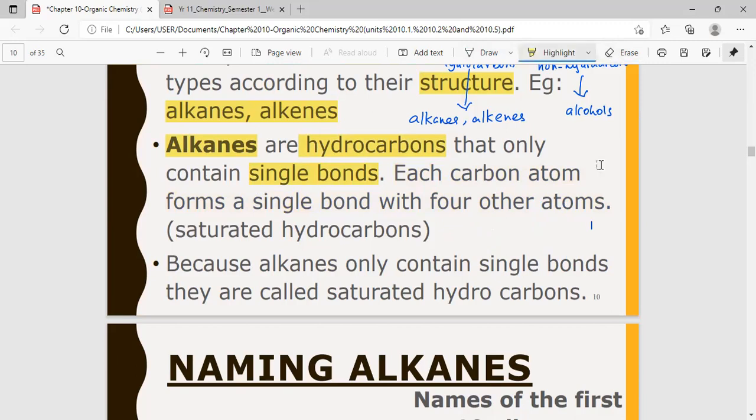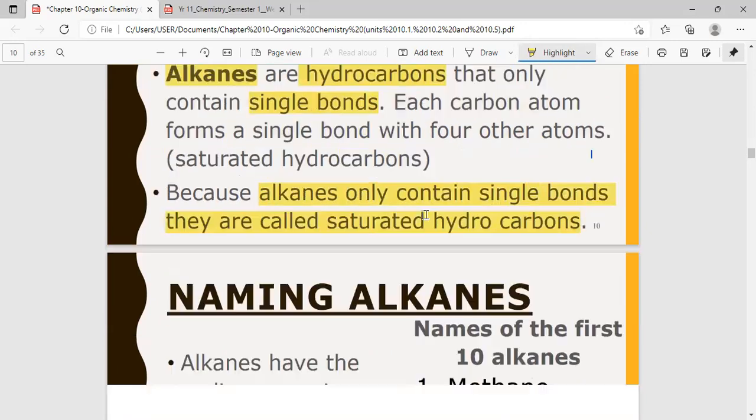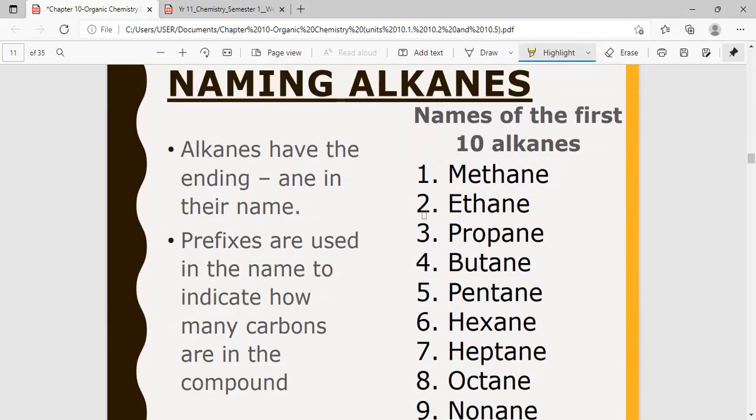All right. Now, because alkanes contain only single bonds, they are called saturated hydrocarbons. The 4 bonds of carbon are attached to 4 other elements, so that there is no more bond left to react. So alkanes are called saturated hydrocarbons. All right, so now let's move on to the naming of the alkanes.